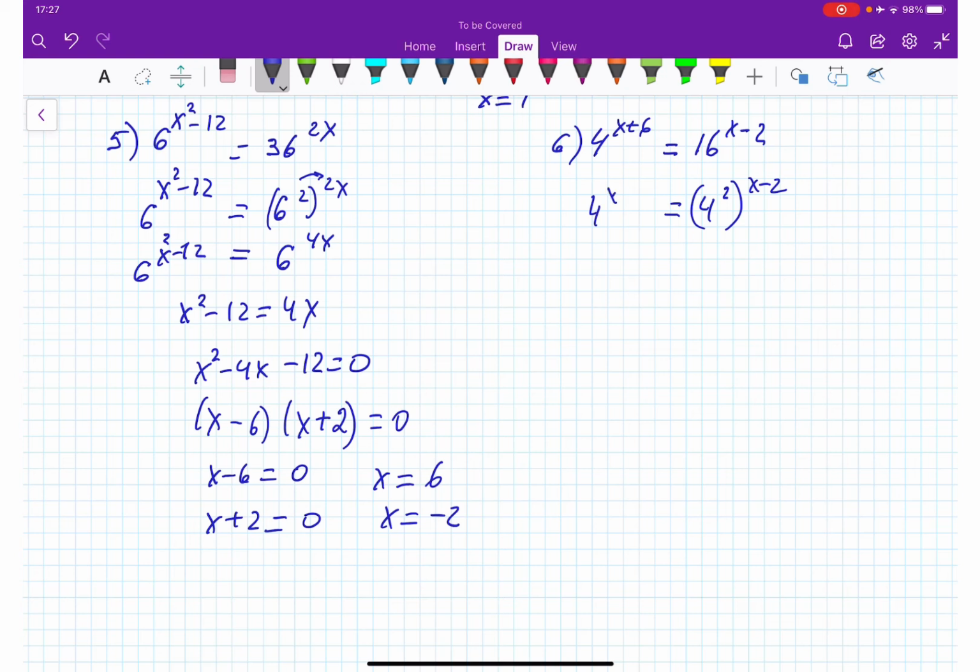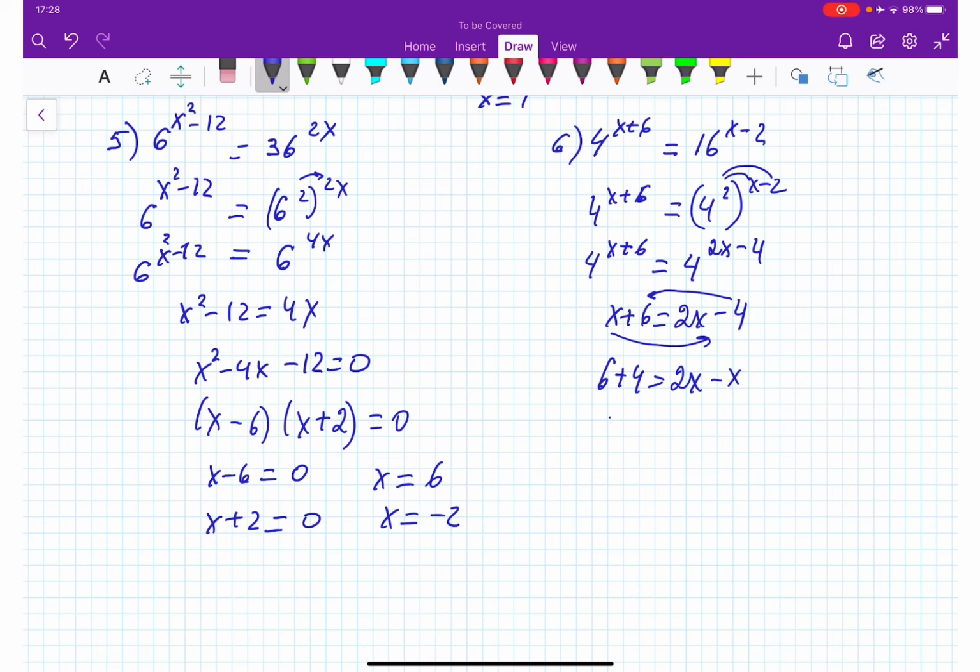Here we have 4 to power x plus 6. So 4 to power x plus 6 is equal 4 to power 2x and then minus 4. So base is 4, which means I can write down x plus 6 is equal to 2x minus 4. From here, I'm moving this x here because 2x I don't want to become negative, so get negative x. Negative 4 moving here. So what do I get? 6 plus 4 is equal to 2x minus x. 10 is equal 1x. And our answer, x is equal 10.